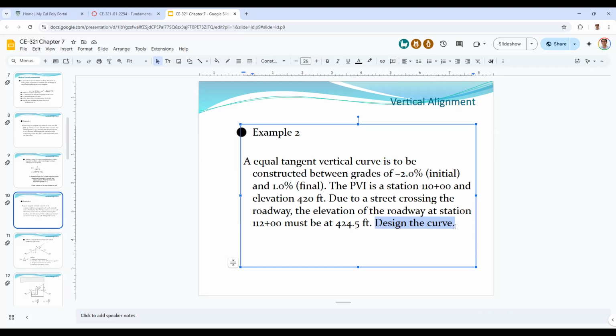And then let me draw out this curve here. This is my PVC. This is my PVT. PVI is at station 110+00. And we always treat the PVC as the starting point, so we know the stations are increasing as I move from PVC to PVT. That's the convention we always use.